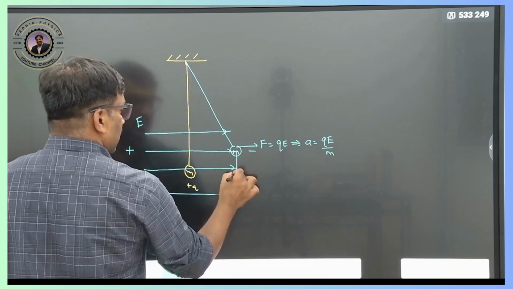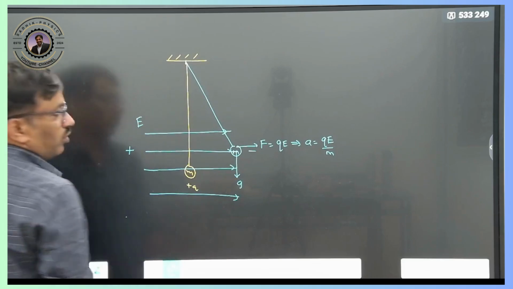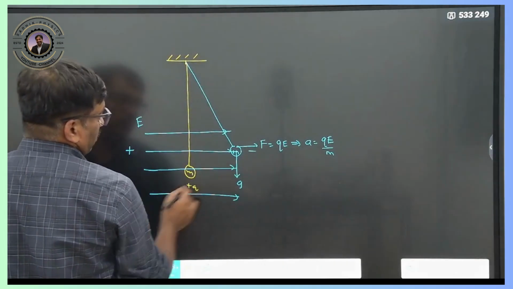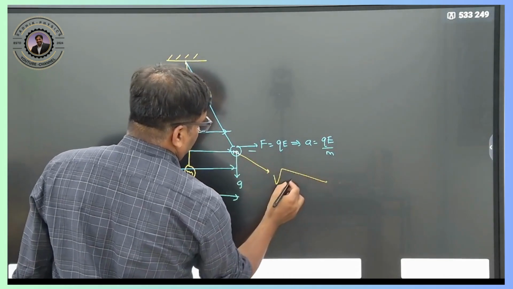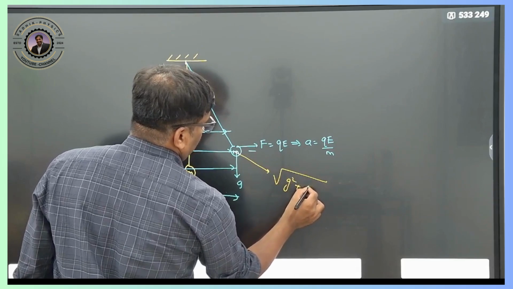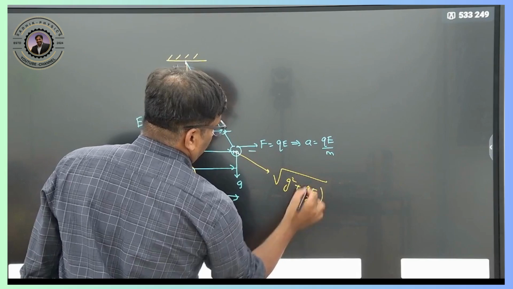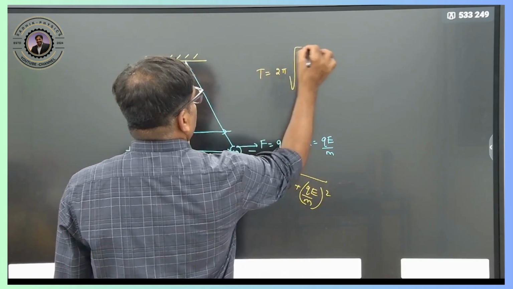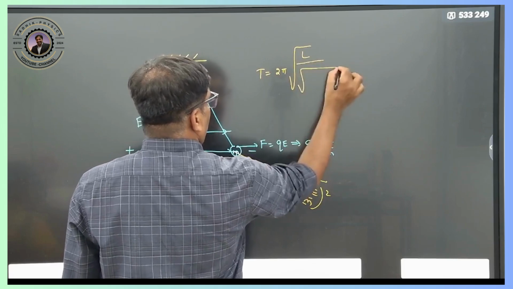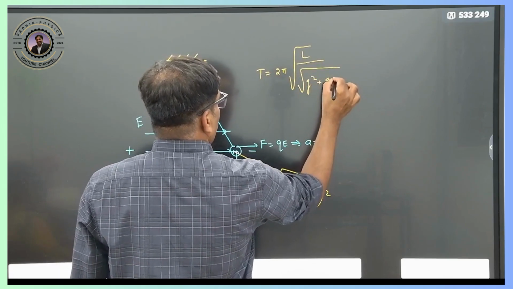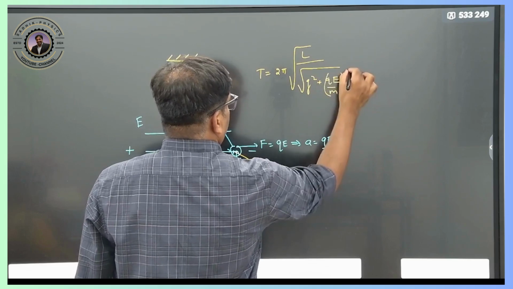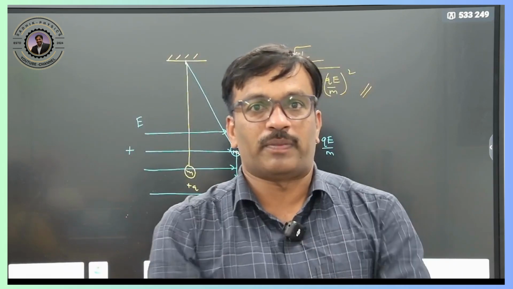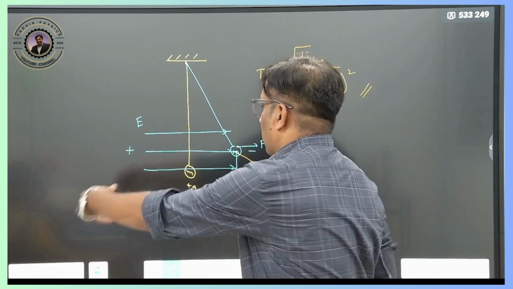One more acceleration is there, that is the acceleration due to gravity. What will be the net acceleration here? It will be root of g squared plus (qE by m) whole squared. Clear? So what will be the time period? Time period equals 2 pi times square root of L by root of g squared plus (qE by m) whole squared. In this way, you can calculate the time period of a simple pendulum if an electric field is applied horizontally.